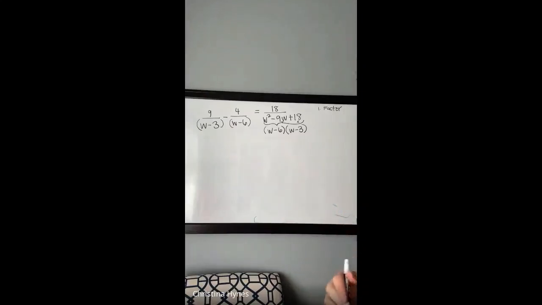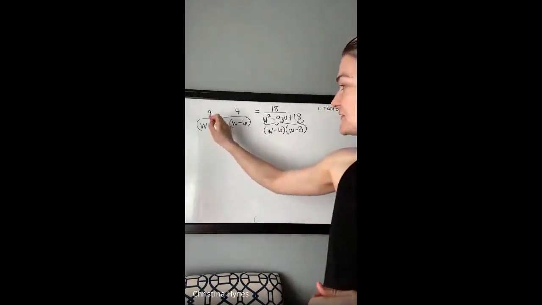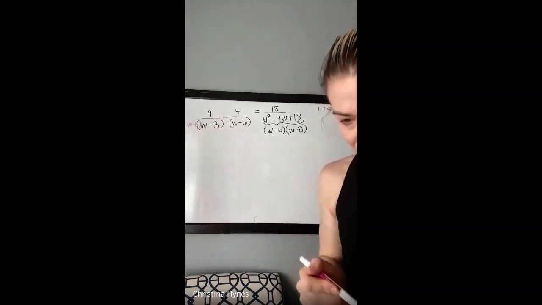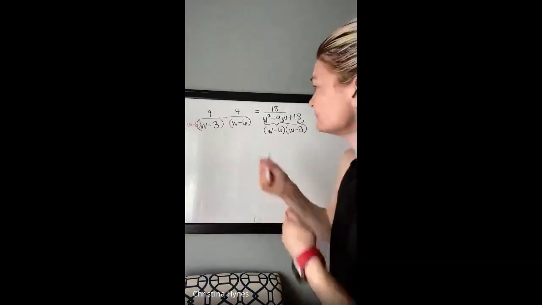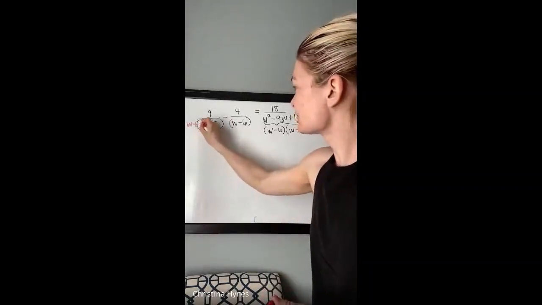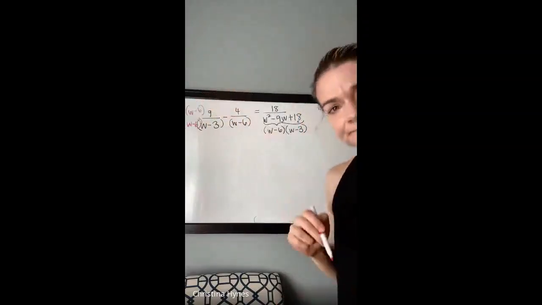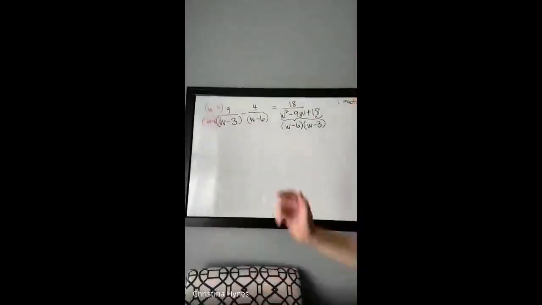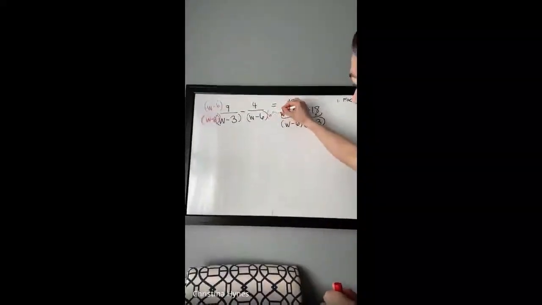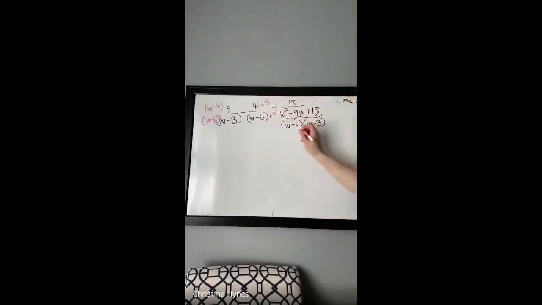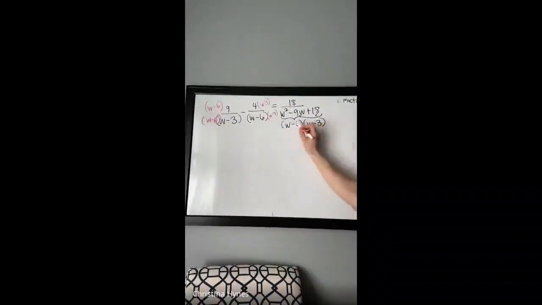Okay, so once I have the denominators factored, you want to make sure every fraction has the exact same denominators. This first fraction is missing the w minus 6. I'll do that with a darker color. So w minus 6 is missing for the first fraction. What I do to the bottom of the fraction, do to the top. Second fraction is missing w minus 3. What you do to the bottom, do to the top. This last fraction has both of those factors in the denominator, so you do not have to do anything to the 18. So that one's all good.